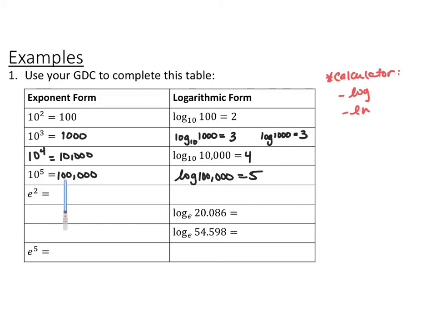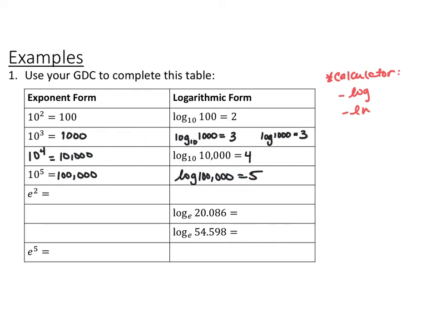Next one, 10 to the 5th is 100,000, so writing that into logarithmic form, base stays the same, log base 10, which is the same thing as not writing a base at all, input and output switch. What was originally my output now goes inside my logarithm. My exponent, which was originally my input, now becomes my answer.